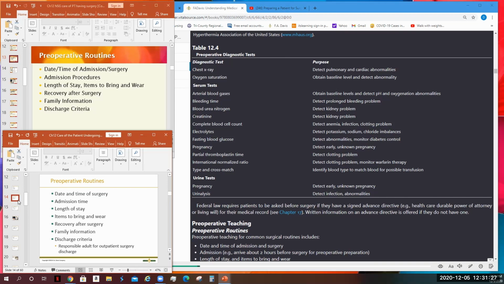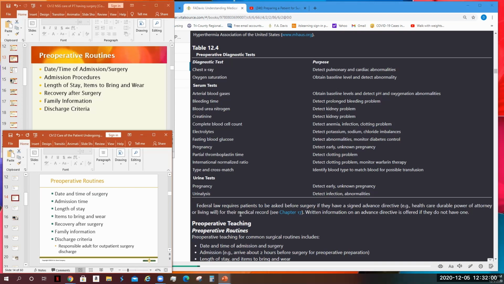There's also another diagnostic test that may be performed, the type and cross match, and that's to identify the blood type so that you can match blood in case you need to do a transfusion. There are urine tests that are also done, like the pregnancy test, to detect an early unknown pregnancy, and also a urinalysis can detect infection and abnormalities of the urine.